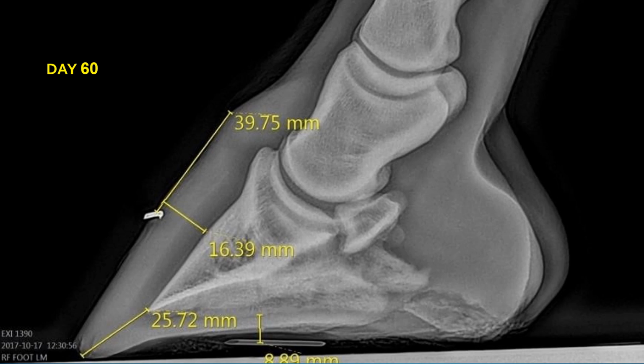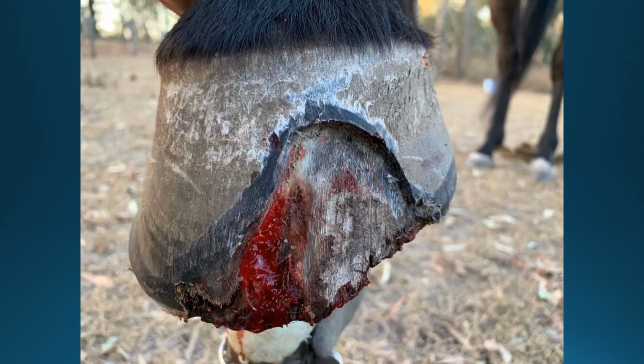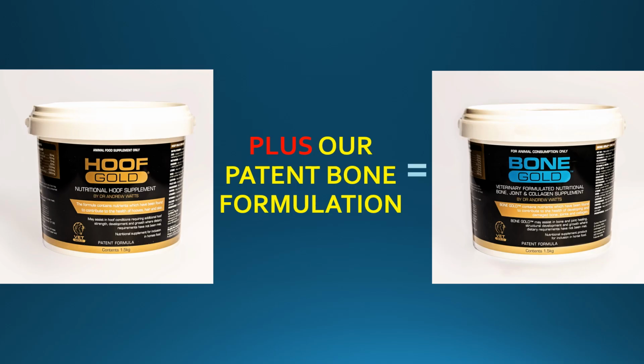Quite a remarkable result. Cases like this, we recommend using Hoof Gold. These are cases where we're just interested in accelerating hoof growth. However, when we need to assist with bone reparation and hoof wall damage, we move to Bone Gold. Bone Gold is simply our next generation formula that successfully manages both hoof and bone growth.